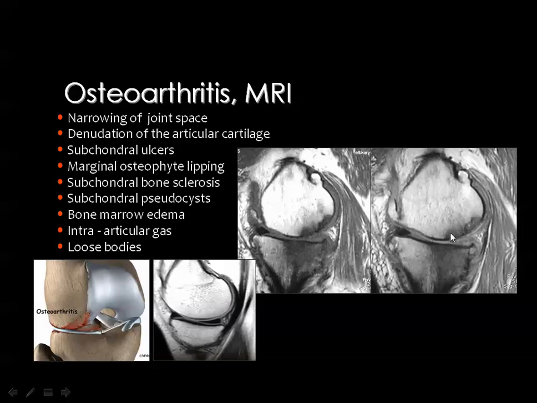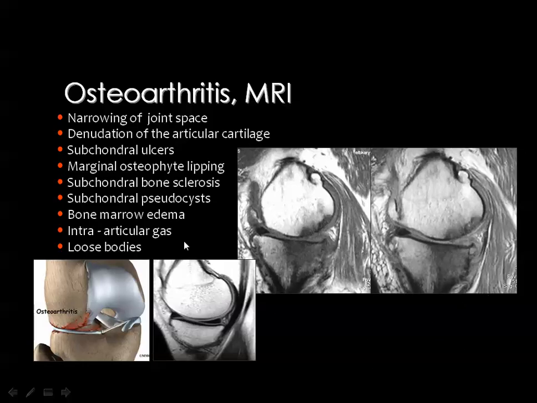Then subchondral ulcers, like these changes in the subchondral bone, these are known as subchondral ulcers or osteochondral defects. Marginal osteophytic lipping, and this is an example. This is an osteophyte, and this is also an osteophyte. They are prominent osteophytes. Subchondral pseudocystic changes, you may find some cystic changes in the subchondral bone which are not seen here. Bone marrow edema, and this is bone marrow edema secondary to degeneration, and it can be seen in the tibia and femur or any of them.